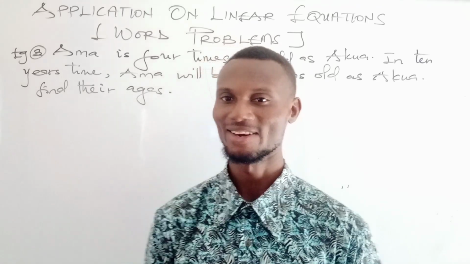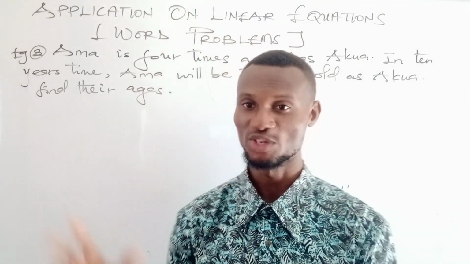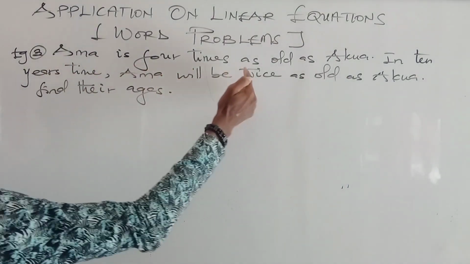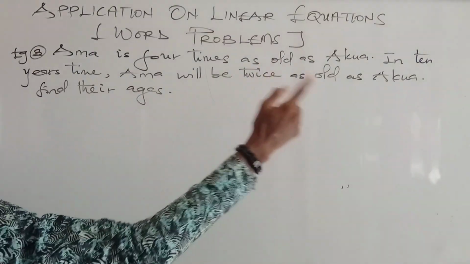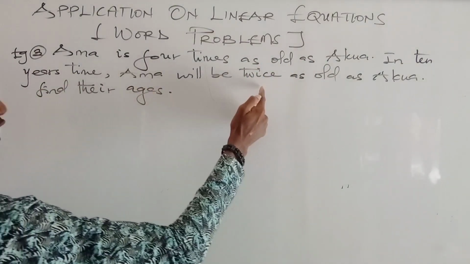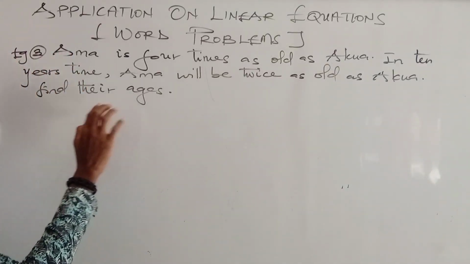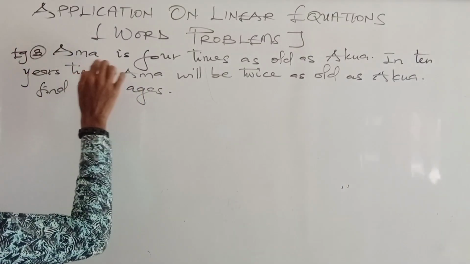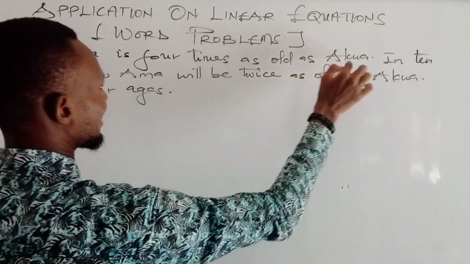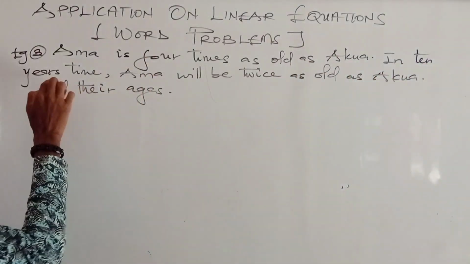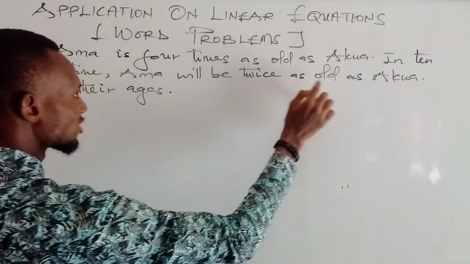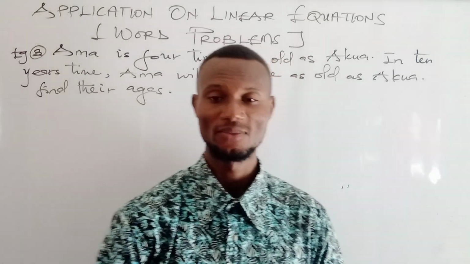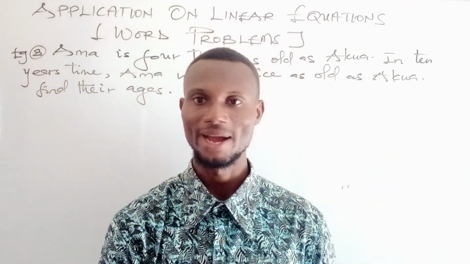Let's go ahead and tackle the example 3 that I have on the board. So let's read together. Example 3 says that Amma is 4 times as old as Ikea. In 10 years time, Amma will be twice as old as Ikea. Find their ages. I'm going to read one more time. It says that Amma is 4 times as old as Ikea. In 10 years time, Amma will be twice as old as Ikea. Find their ages. So we are being asked to find the ages of Amma and Ikea.